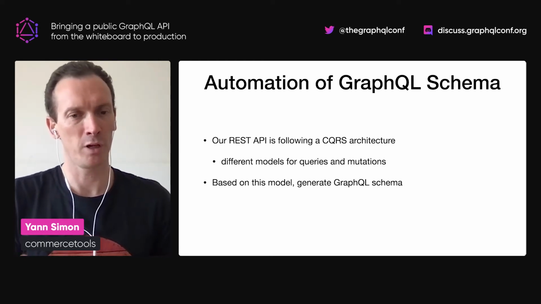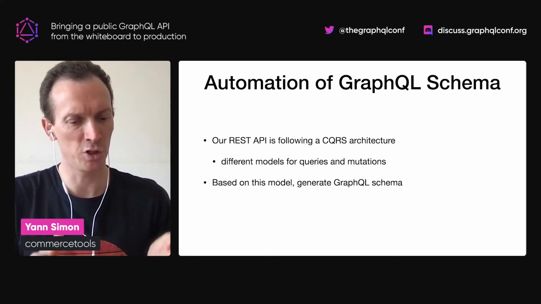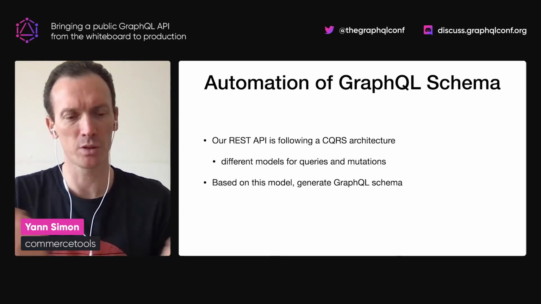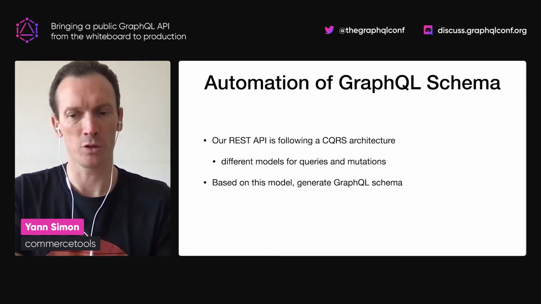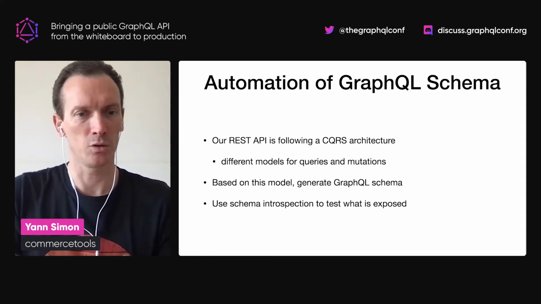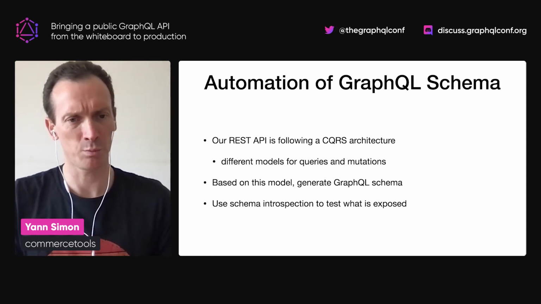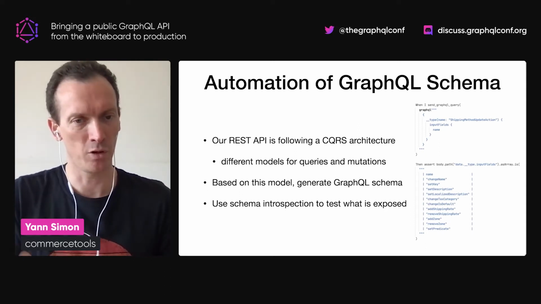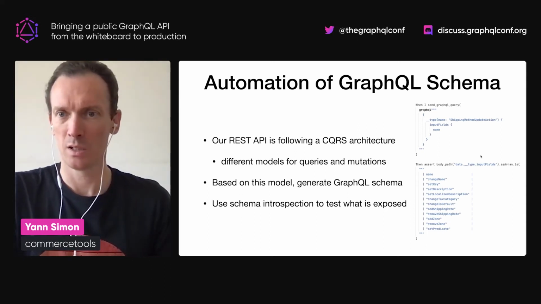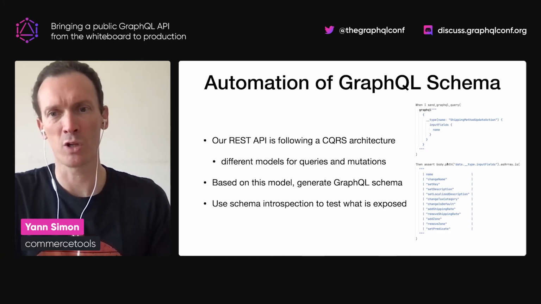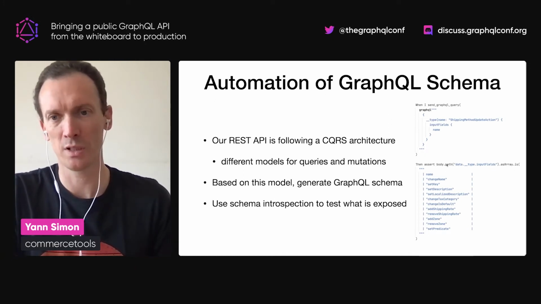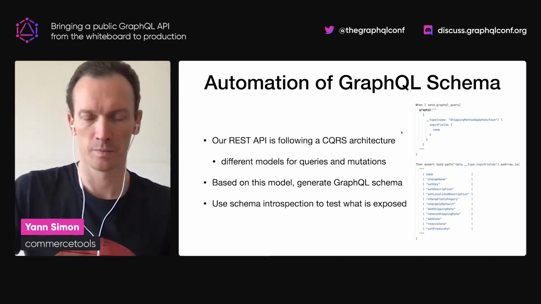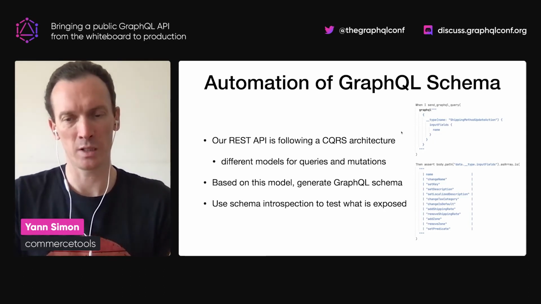A drawback when we generate things is we could generate too much and expose APIs that we don't want to expose. So to avoid that, we are using schema introspection to test what is exposed. An example of such a test is on the right, where we check which update actions are available to update one shipping method. If we expose too much, the test will fail.